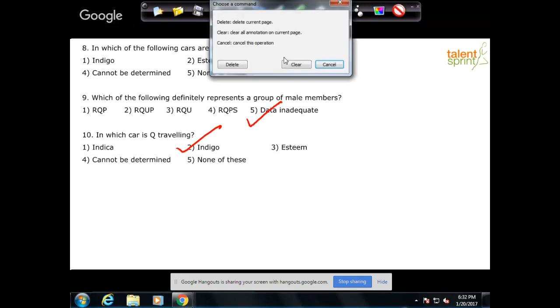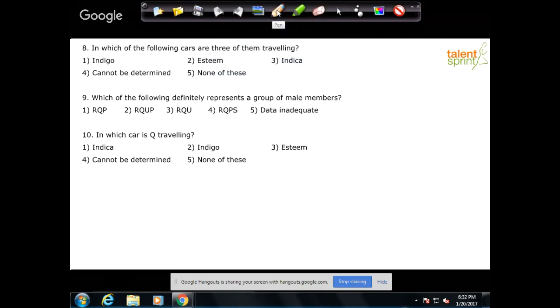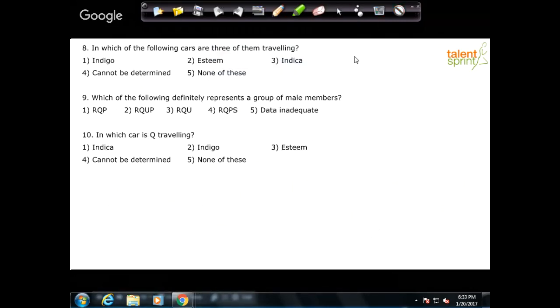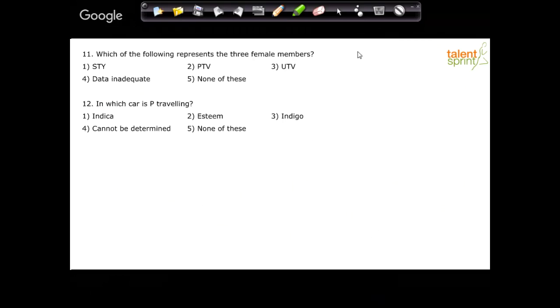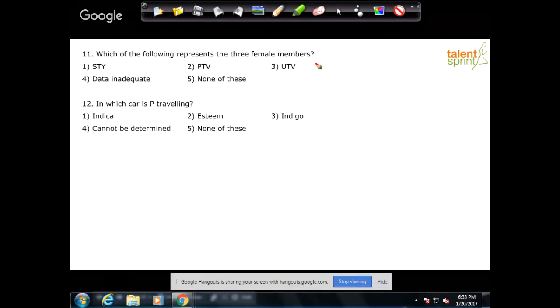Now let's move on to the next set of questions based on the same set of statements that have been given to us. Now let's look at the 11th. Which of the following represents the female members? If you go back and think of the chart that we had plotted, we definitely know that T and V are females. But we do not know who the 3rd female is.